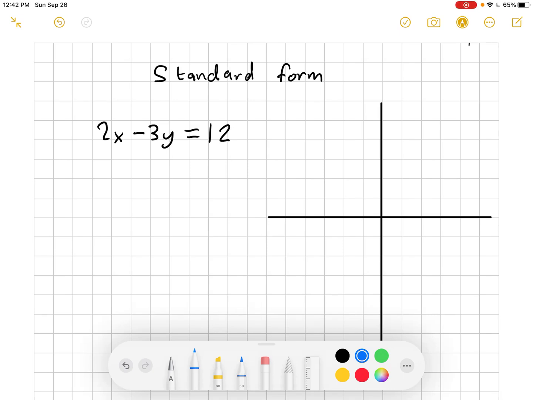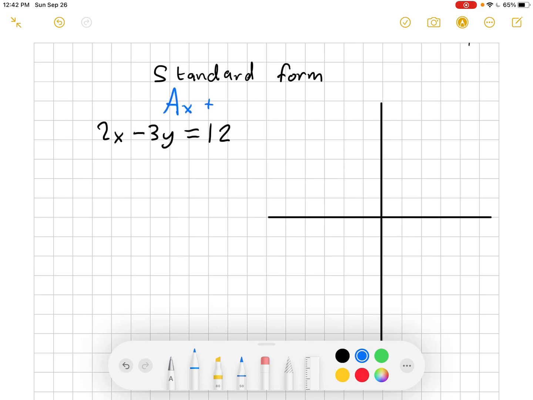Today we're going to be talking about graphing lines from standard form. Standard form is the way that you'd be more likely to see a problem in a real-world scenario, so it is important that we do understand how to graph from here. Standard form usually looks something like this.